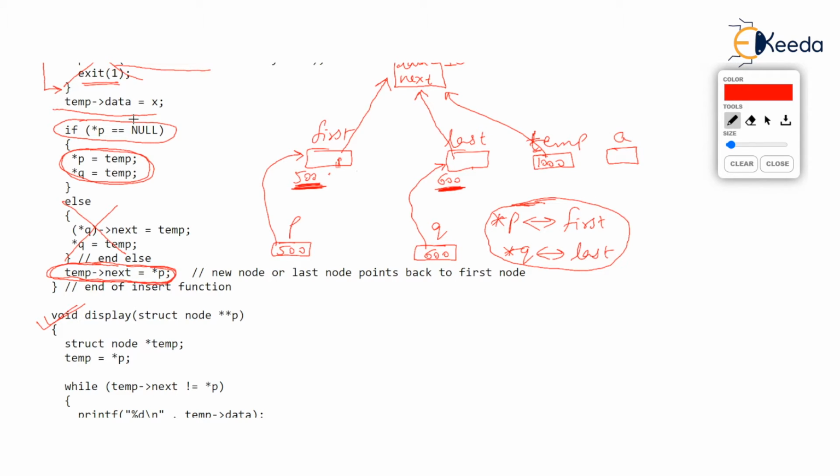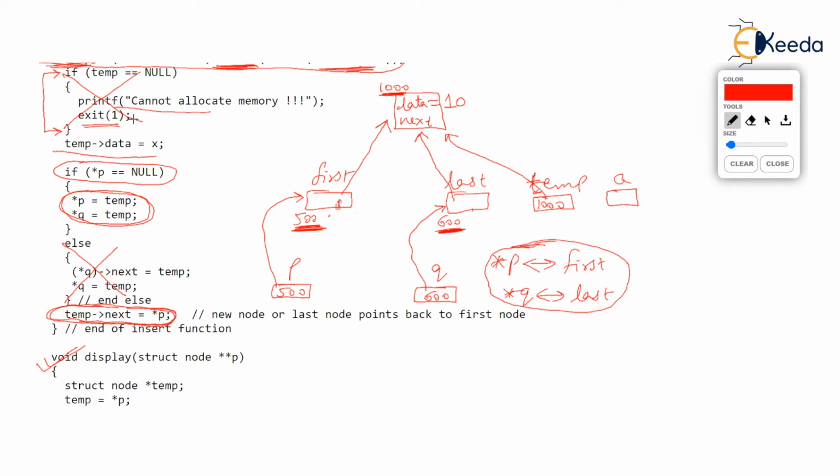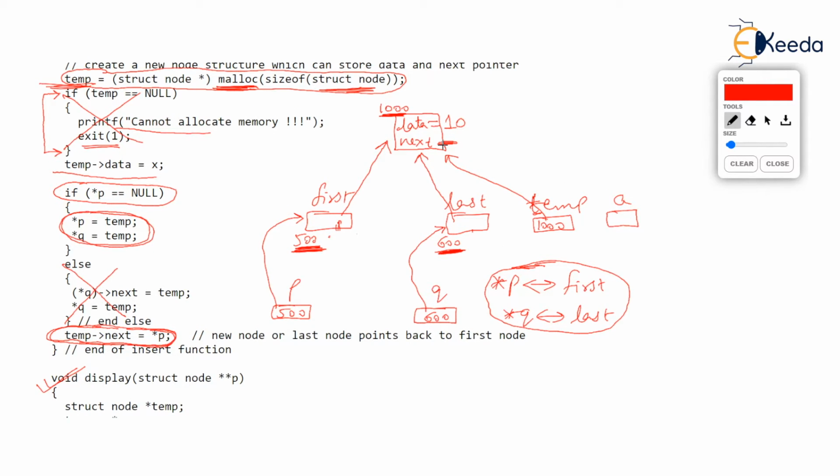Where is temp arrow next? Observe the cursor. Temp arrow, temp arrow next. This is the next we are talking about. Temp arrow next equal to first is written. That means temp arrow next, which is a pointer, should point to the same node where first is pointing. But by the way, first is pointing to that same node, that is 1000. So temp arrow next will point to the same node.